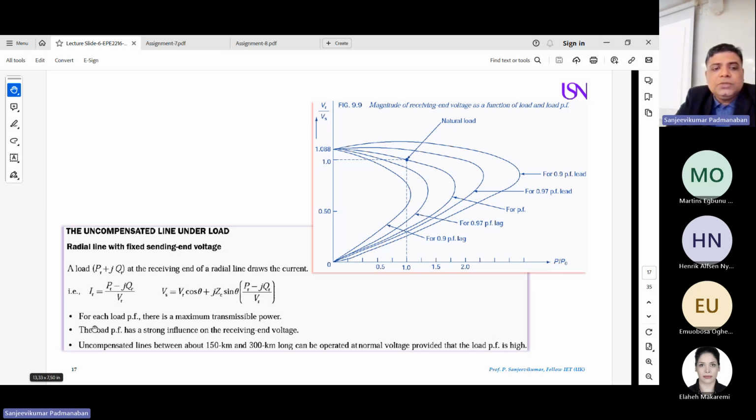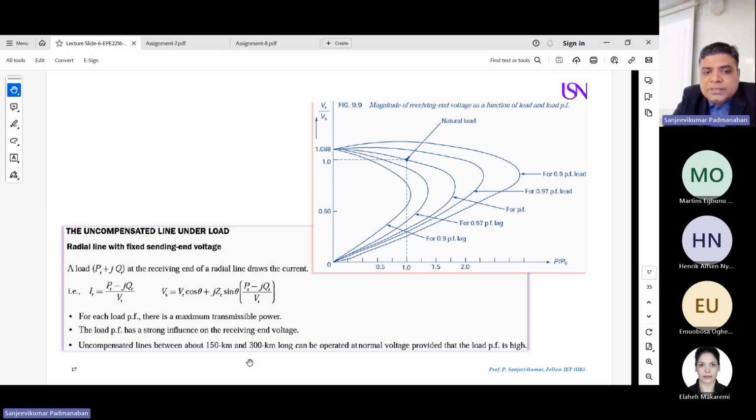For example, in each case, you can have a load power factor. That is the maximum transmissible power. So the maximum transmissible power is always at 1. But still, if you keep on increasing, it goes to a ratio of 1.088. The load power factor has strong influence on the receiving end voltage. You can have a look. We have different characteristics for a lagging power factor and a leading power factor. That's why there is a strong influence.